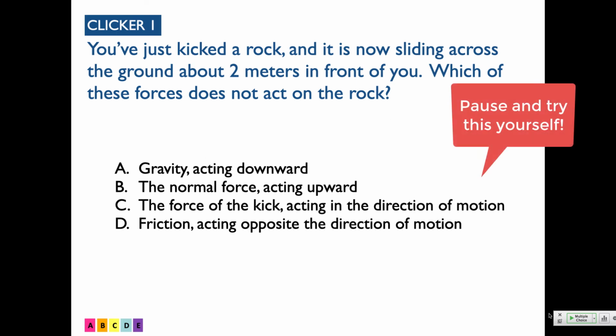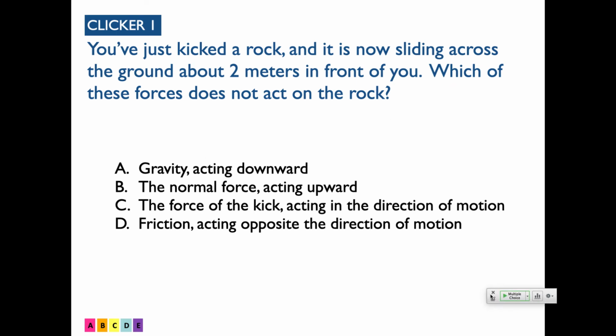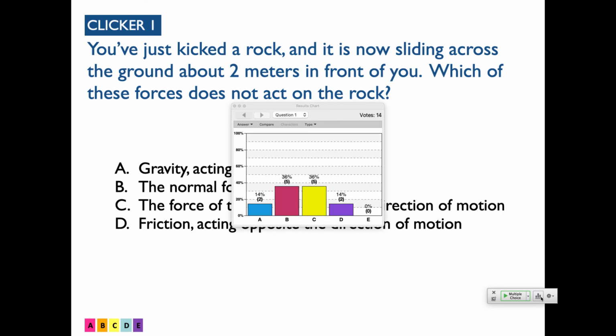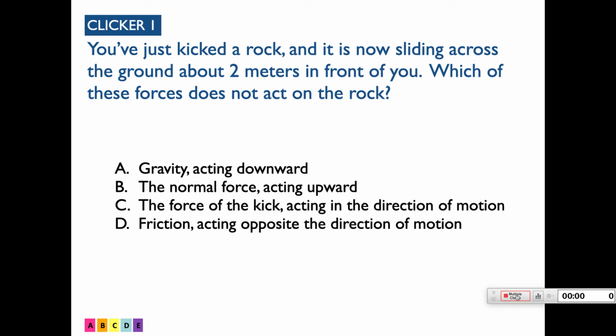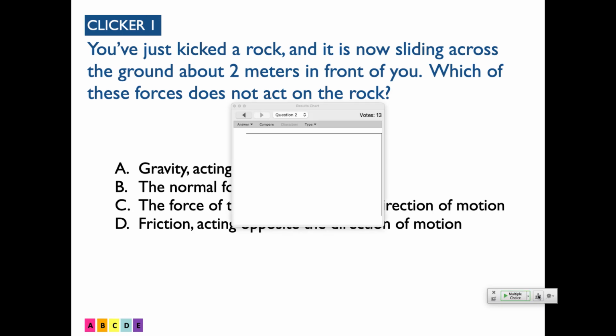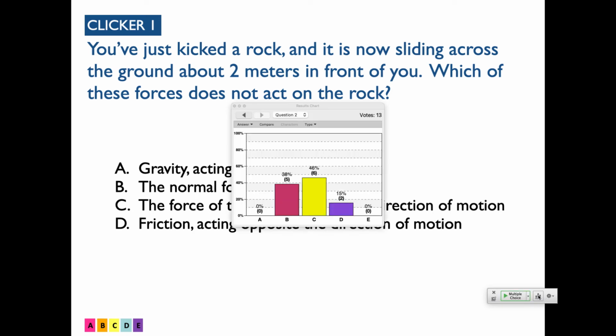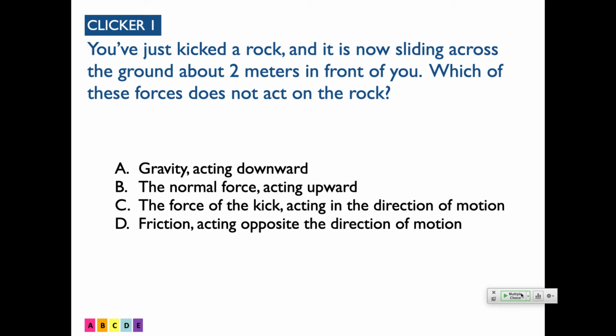So if you don't have a clicker, this is when you go get a clicker. Okay, we're sort of tied between B and C. Please discuss. We'll vote again. And we have a slight shift towards C. Okay, so we've kicked a rock. I don't have any rock for demonstration, but we've kicked a rock, and now it's sliding across the floor.